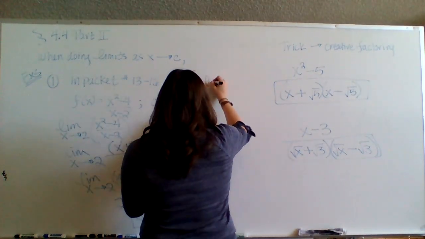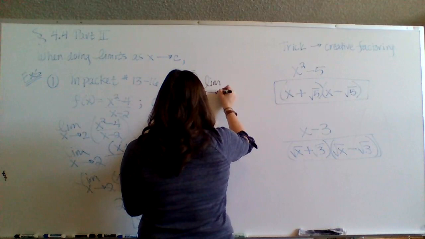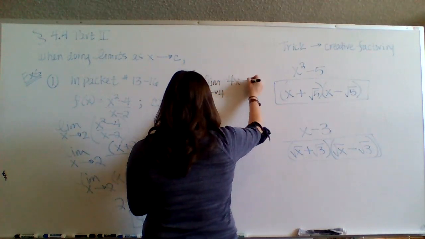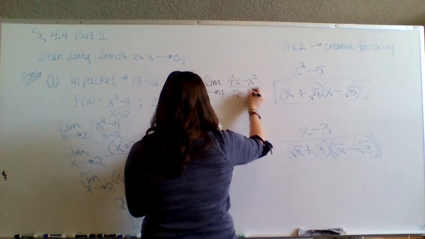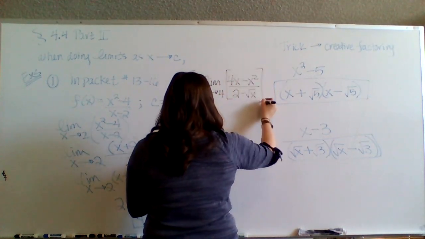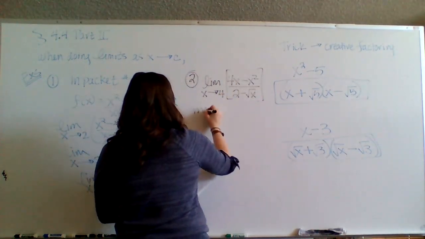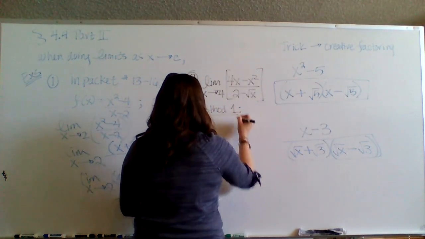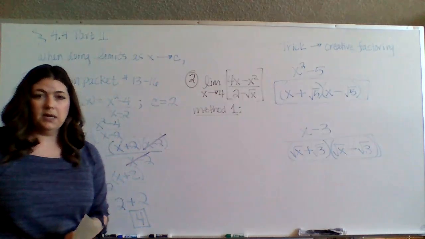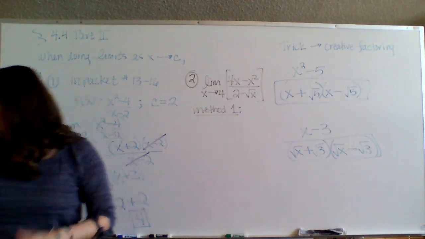Next one, the limit as x approaches 4 of 4x minus x squared all over 2 minus the square root of x. So we're going to do this problem 2 ways. I'm just trying to show you guys some things where we have one problem that works kind of 2 different ways depending on how you see it. Okay, so we're going to say method 1, we're going to say method 2.